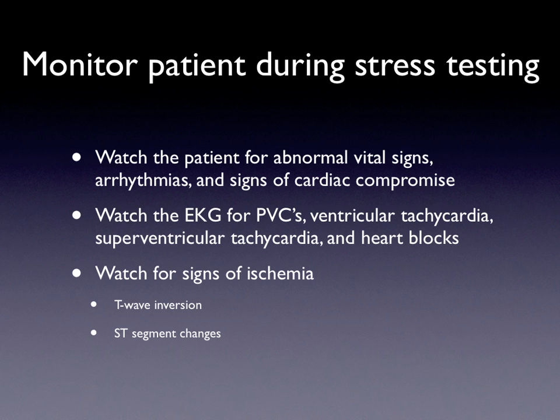And then also heart blocks. But most heart blocks occur in a case where the heart rate begins to slow. So if they're exercising, you would expect their heart rates to go up. If it suddenly begins to go down, that's a reason to stop a test. You'll learn more about T-wave inversion and ST segment changes later on, but these are signs of ischemia. We'll talk about these in class as far as what they look like on EKG.